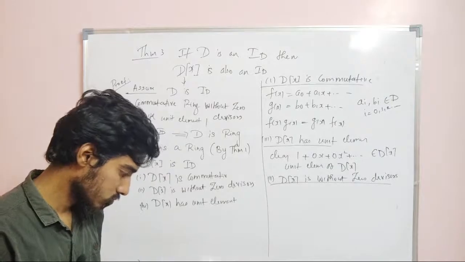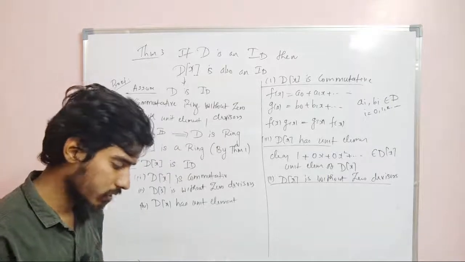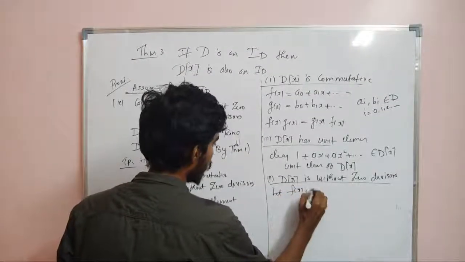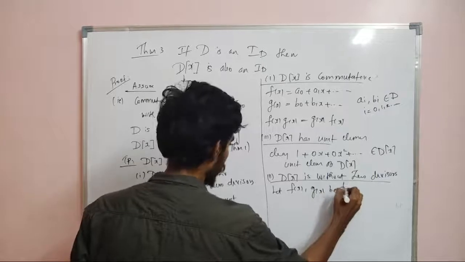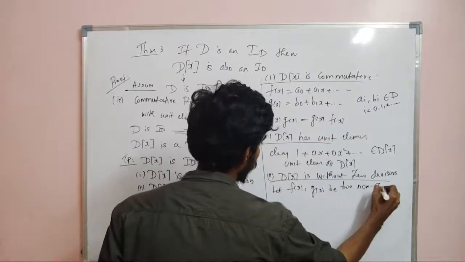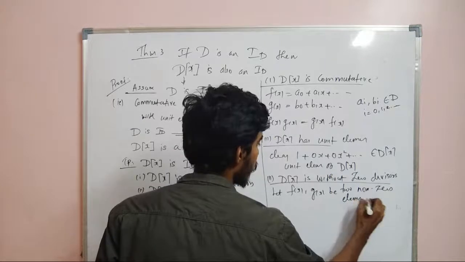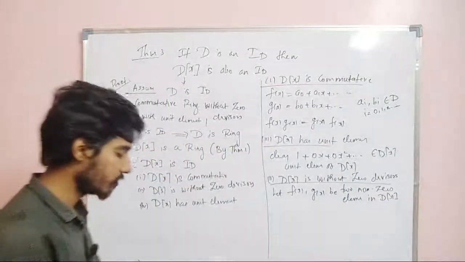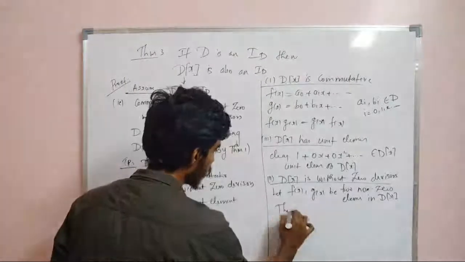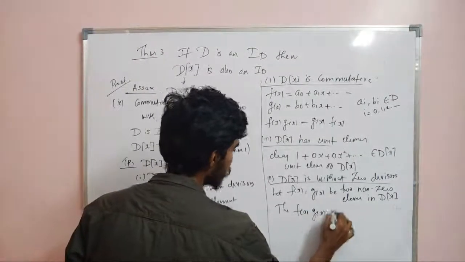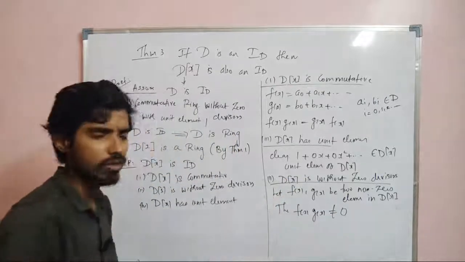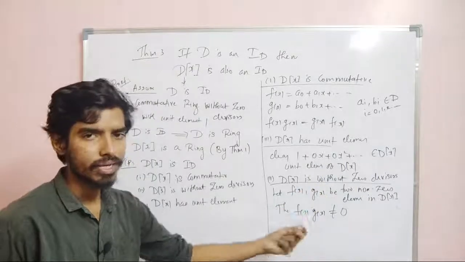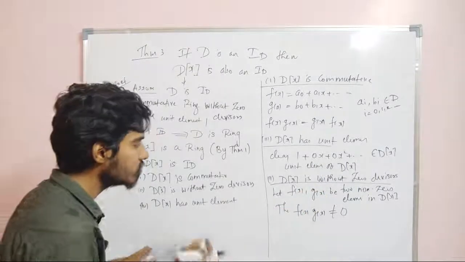Actually, you can write that in the theory. So let f of x and g of x be two non-zero elements in D of x. So I am taking two non-zero polynomials in D of x, then f of x into g of x cannot be equal to 0, because it is natural, right? If we take two non-zero polynomials and multiply them, the product cannot be equal to 0.